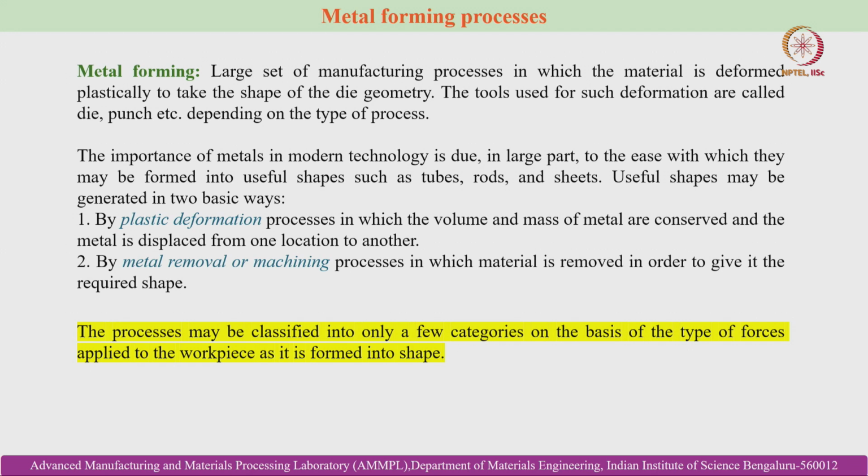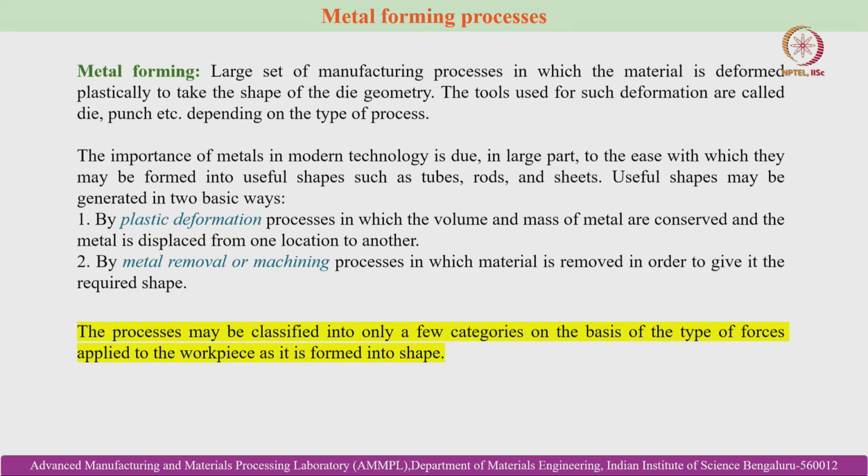The useful shapes may be generated in two basic ways: by plastic deformation processes, in which the volume and mass of the metal are conserved and the metal is displaced from one location to another, so that it can assume the shape of the desired part geometry. That is the goal in metal forming. The other technique is metal removal or the machining process, which we will discuss later within the scope of this course, in which material is removed in order to give it the required shape. The processes may be classified into only a few categories on the basis of the type of forces applied to the workpiece as it is formed into shape.